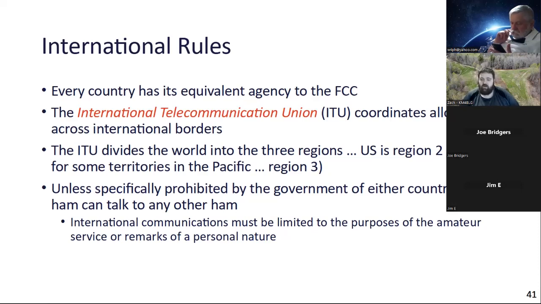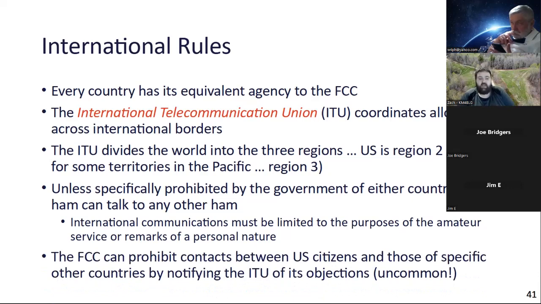When you do make communications with an international country that you're allowed to, simply keep the communications to an amateur service or remarks of a personal nature, which is pretty much the case with any ham radio communication. But basically, don't be a foreign agent on ham radio. I think for most of us, we're probably not foreign agents, but just in case you are, don't use ham radio for it. So the FCC can prohibit contacts between U.S. citizens and those of specific other countries by notifying the ITU of its objections, which is very uncommon. Once again, it's typically only done as a drastic measure during times of war.